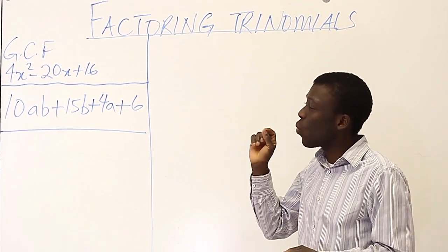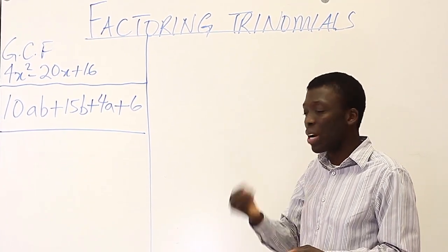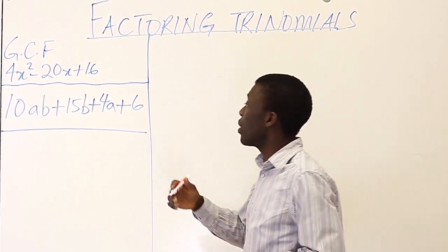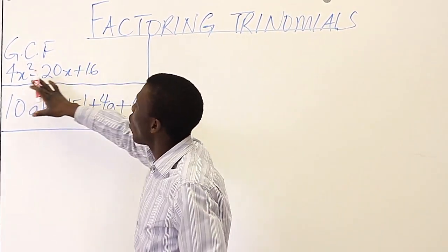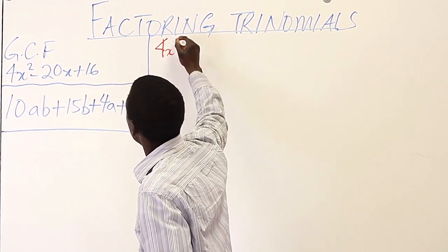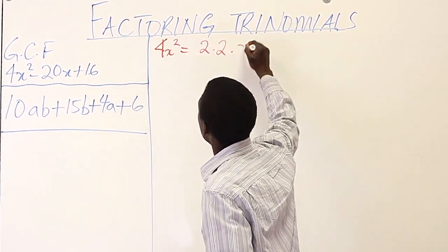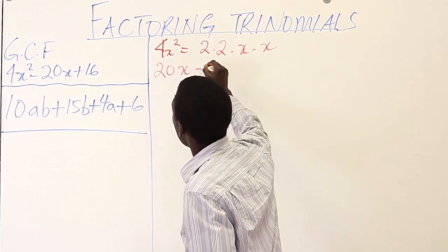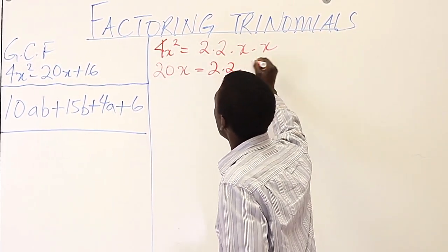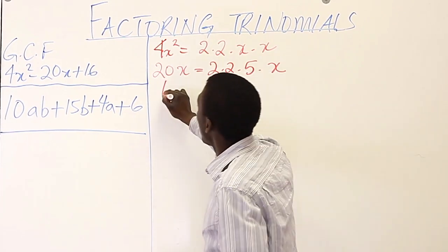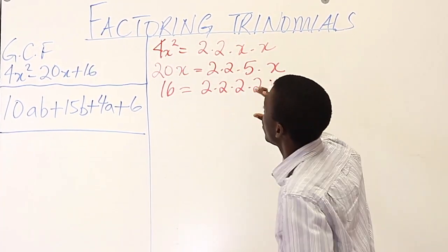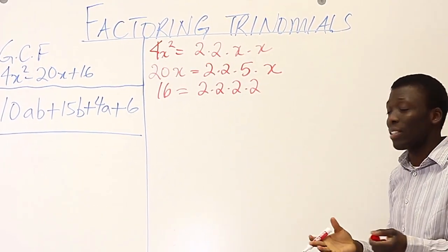If you think about it, what do they all share? What is the greatest common factor? That's what GCF stands for. If I was to write 4x squared out, I would get 2 times 2 times x times x. If I wrote 20x out, I'll get 2 times 2 times 5 times x. If I was to write 16 out, I'll get 2 times 2 times 2 times 2. So we've essentially prime factorized them.